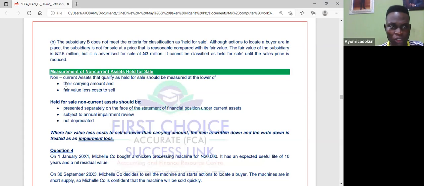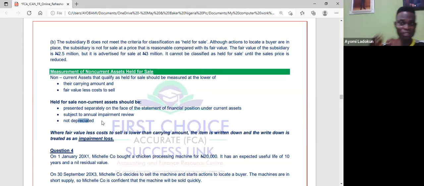So they are measured at the lower of their carrying amount and fair value less cost to sell. So if an asset has been classed as held for sale, they are presented separately on the face of the statement of financial position. They are subject to annual impairment review and they are no longer depreciated now, because they will be moved away from non-current asset to current asset. So you don't depreciate them, okay, because they are expected to be sold in the next one year. And that's a current asset. So that's why they are not depreciated.